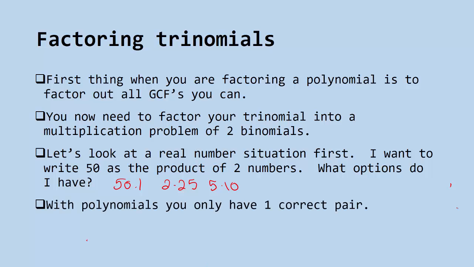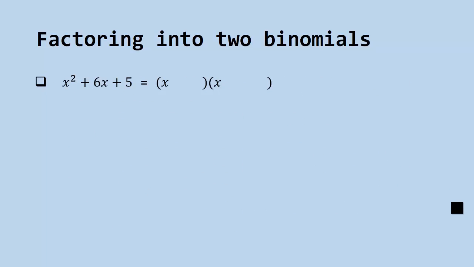With polynomials, though, you'll only have one correct pair. So we're going to start with x squared plus 6x plus 5, and we're going to show you how to factor that. I've written out the two parentheses. To remember, when we're done writing our two binomials, we should be able to multiply them back together to get the original polynomial. That is why in the first location of both parentheses, I've written an x, because x times x should equal the original x squared.